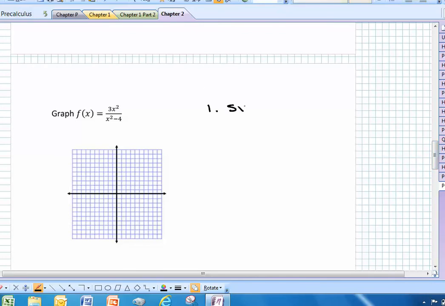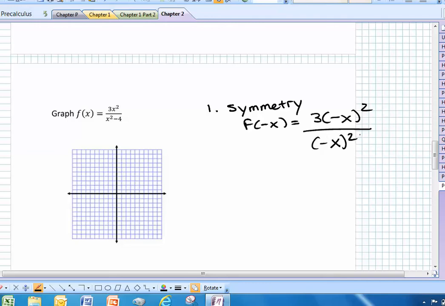So the first thing, remember, is to determine symmetry. Well, in this case, if you put in a negative x and square it, it gives you a positive x squared. And when I put in a negative x here and square it, it gives me a positive x squared. So notice, when I put in the negative x, I get the same thing, so it's symmetric to the y-axis.